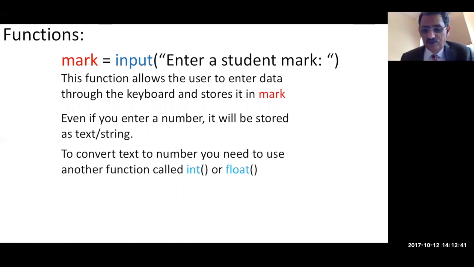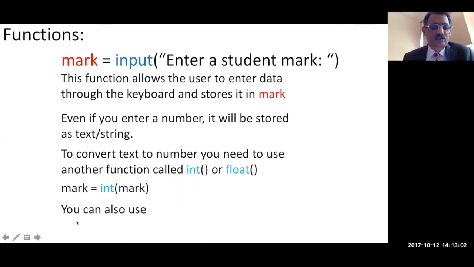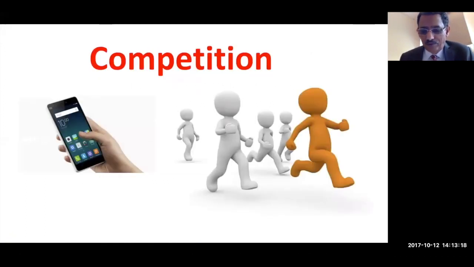And in terms of grade, float is better. So if you say mark equal int mark, basically this will convert the original mark into an integer and store it in mark. From now on, mark has become a number, an integer. And you could do the same thing, mark equal float mark, converting it to float. And from now on, we can do that.